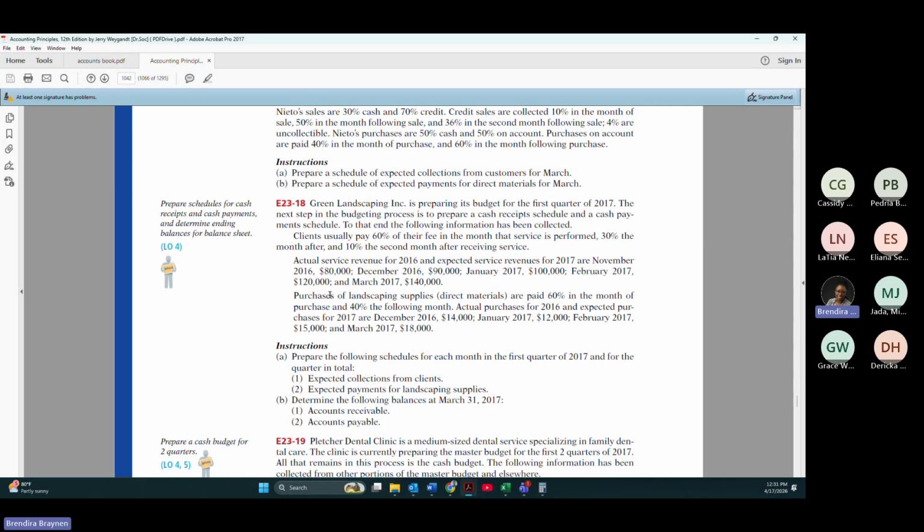So it says purchases of landscaping supplies, direct materials, are paid 60% in the month of purchase and 40% the following month. Actual purchases of 2016 and expected purchases of 2017 are as follows. We're going to prepare the following schedules for each month in the first quarter of 2017 and for the quarter in total, and then determine the following. Well, I'll leave B off, but I'll just do the top parts.